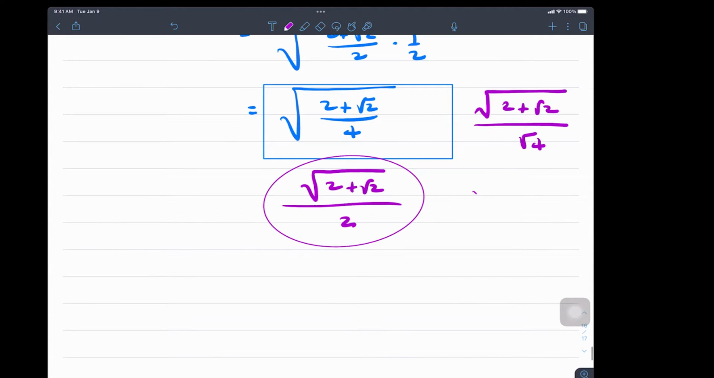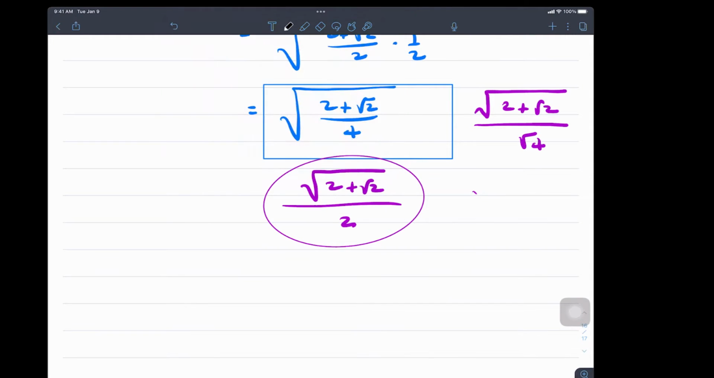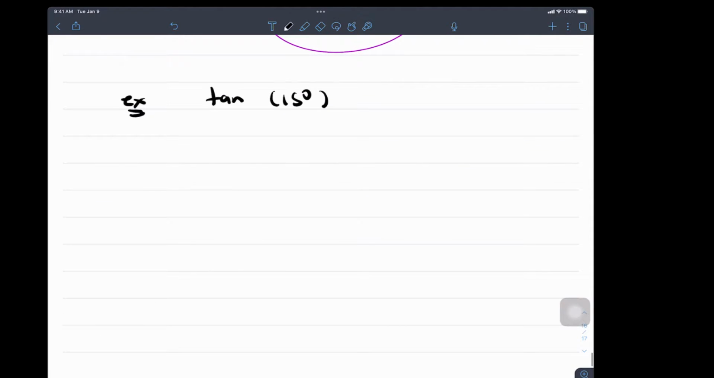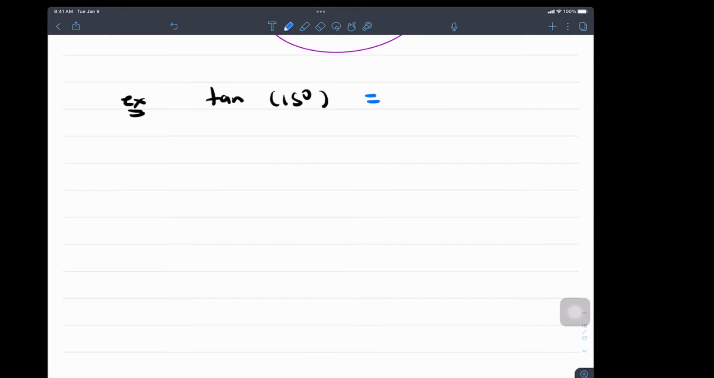Okay, so this is kind of a classic formula here. Now, I'll give you another example. What if they say tangent of what? 15 degrees. Okay. Notice that that's going to be tangent of what? 30 degrees over 2. Is that true?